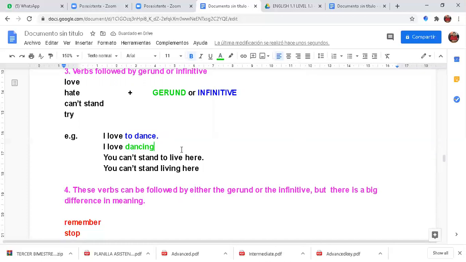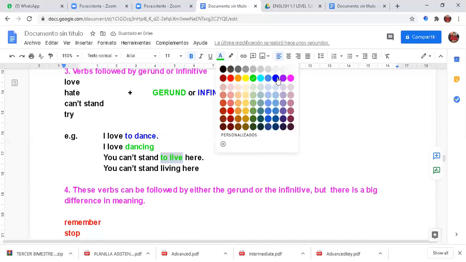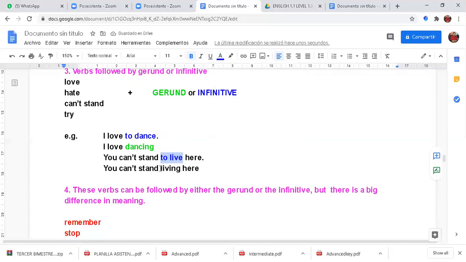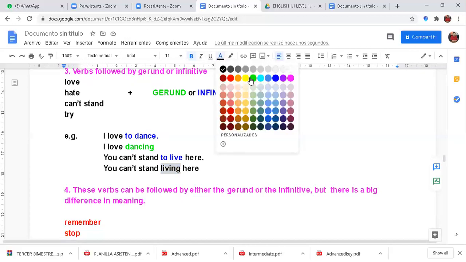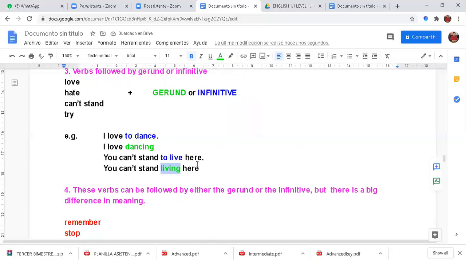I love to dance. I love dancing. I can't stand to live here, or I can't stand living here. Okay, infinitive. Here, after can't stand, what are you using? Gerund. Here, I can't stand living here. So, in both cases, we are using gerund or infinitive. Okay, both of them are possible in a sentence.